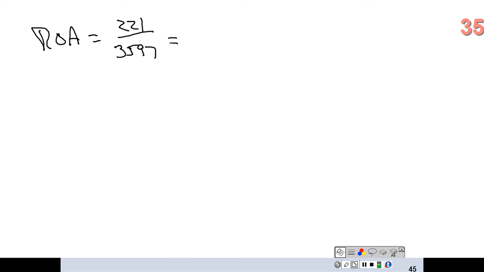So for this company, its ROA equals how much? 0.06. So 0.06 or 6%. Okay, so 0.06 or 6% return on assets.